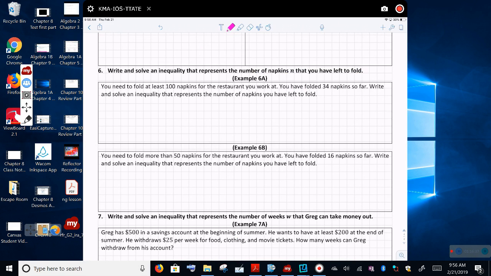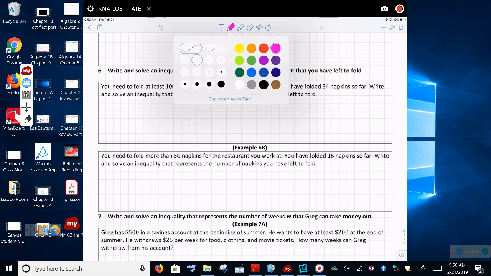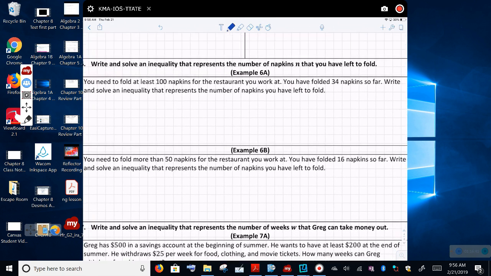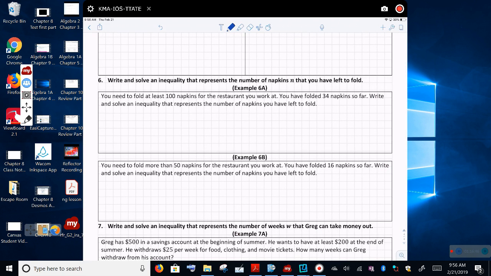Okay, so you're working in a restaurant, they could ask you to fold napkins, okay? But in this case, you need to fold at least 100 napkins for the restaurant you work at. If they told me to fold 100 and I folded like 120, they would not complain. They wouldn't say anything. But if I folded 99, then they would say that's not enough. Okay? You folded 34 so far. All right? Write an inequality that represents the number of napkins you have left to fold.